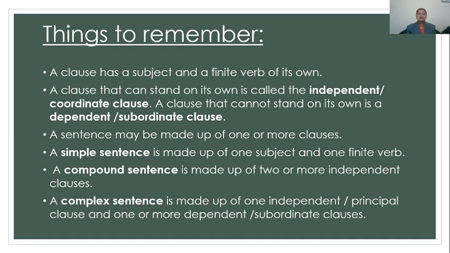Then we have learned what a simple sentence is. A simple sentence is made up of one subject and one finite verb. What is a compound sentence? A compound sentence is made up of two or more independent clauses. And what is a complex sentence? A complex sentence is made up of one independent and one or more dependent or subordinate clauses.